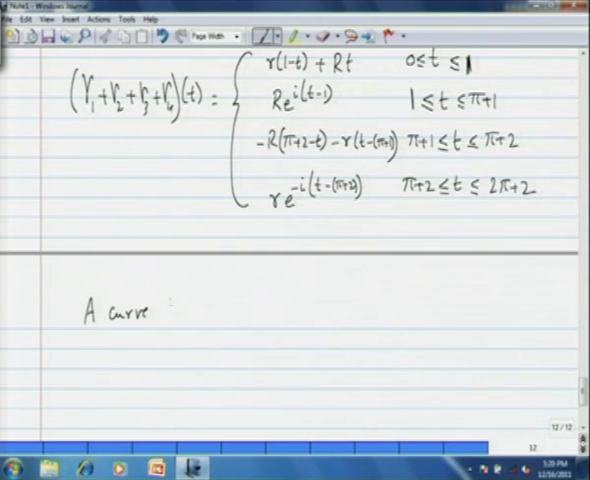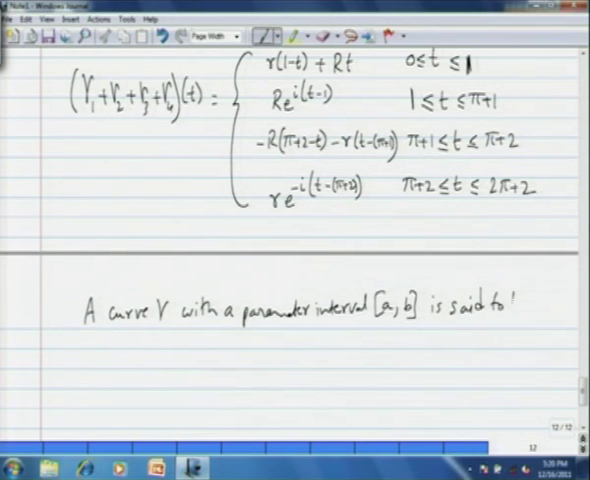Gamma with a parameter interval a b. I want to say when it is considered smooth, I will define smooth. A curve gamma is said to be smooth if gamma has a continuous non-zero derivative.